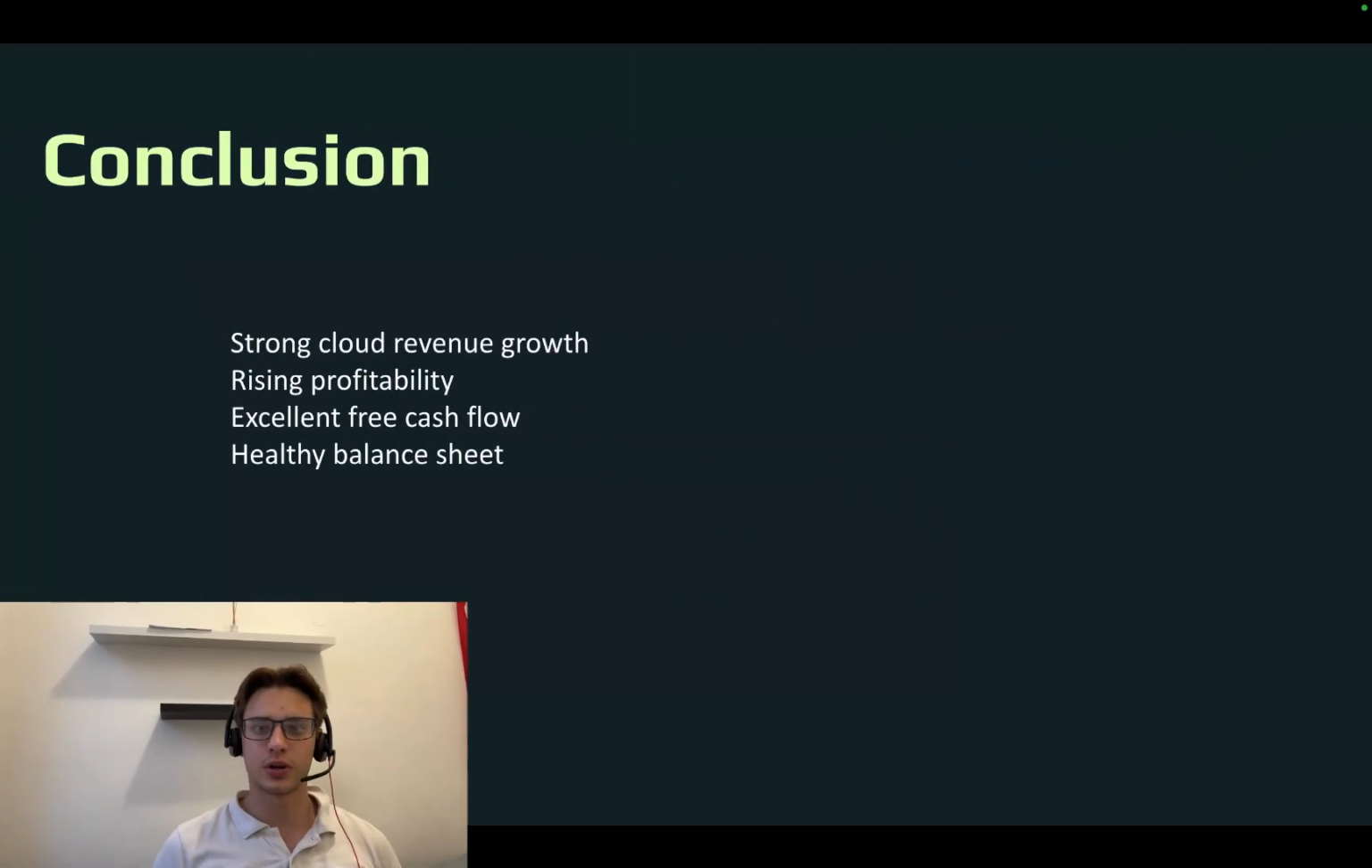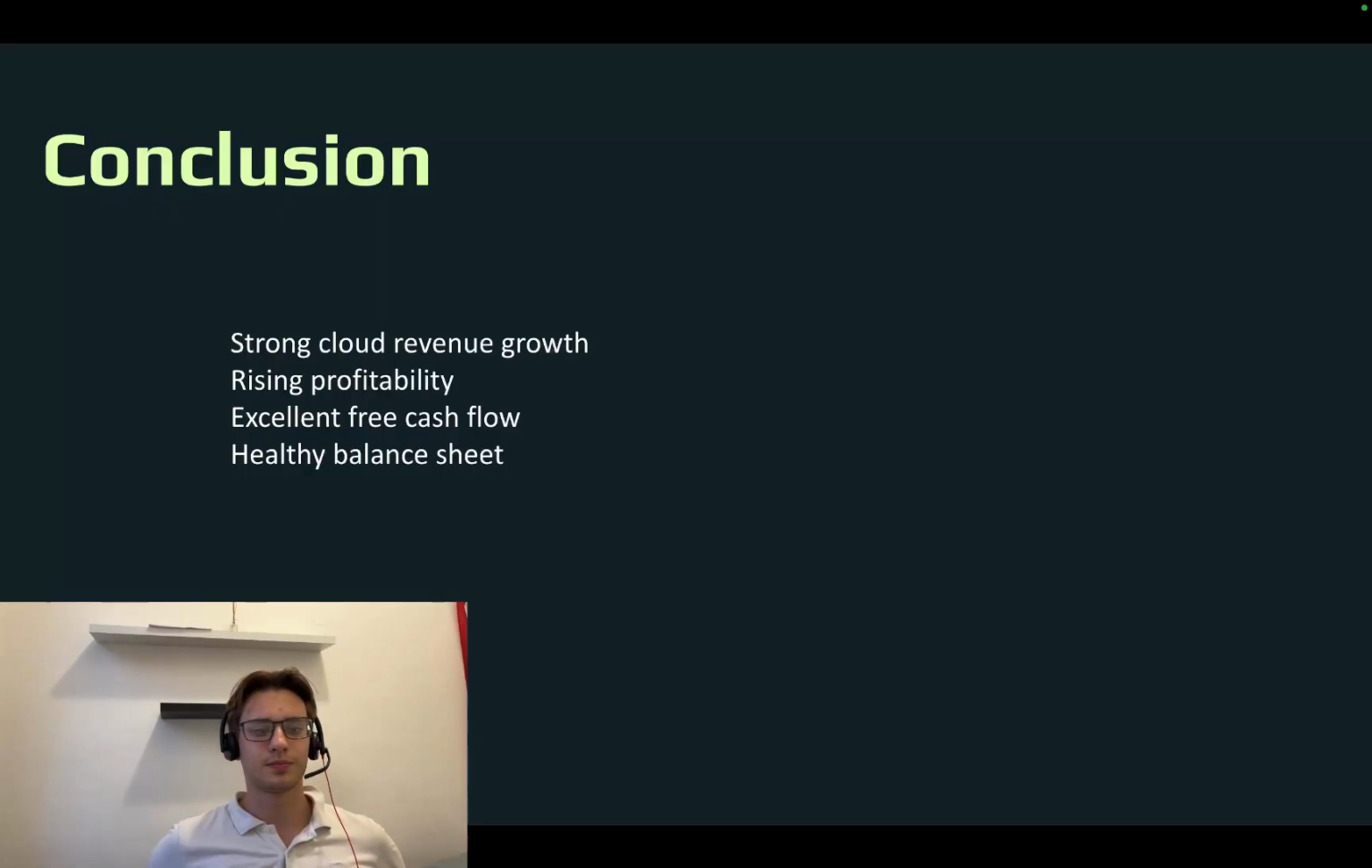So in conclusion, I can say that SAP has very strong cloud revenue growth, and with other services, it's also very good revenue growth, rising profitability for 5 consecutive years, excellent free cash flow, and overall it's a very healthy balance sheet.